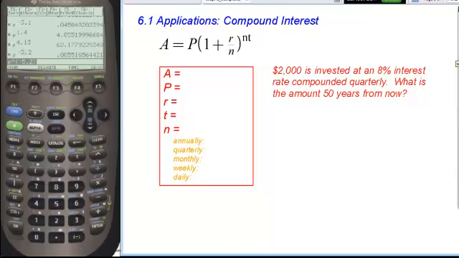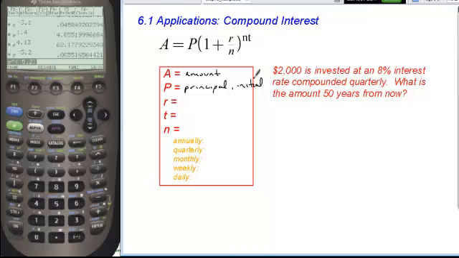Okay, so the basic compound interest formula looks like the following. Let's talk about what the pieces represent. A represents the total amount after time t, so that's like the balance that's in your account. P is the principal, or the initial investment.